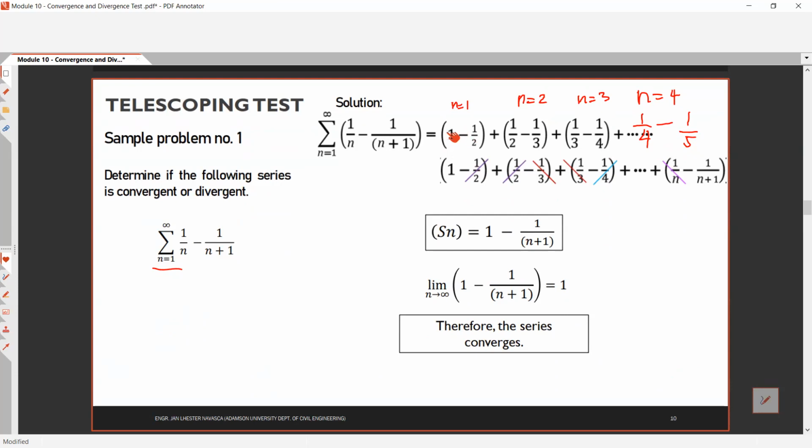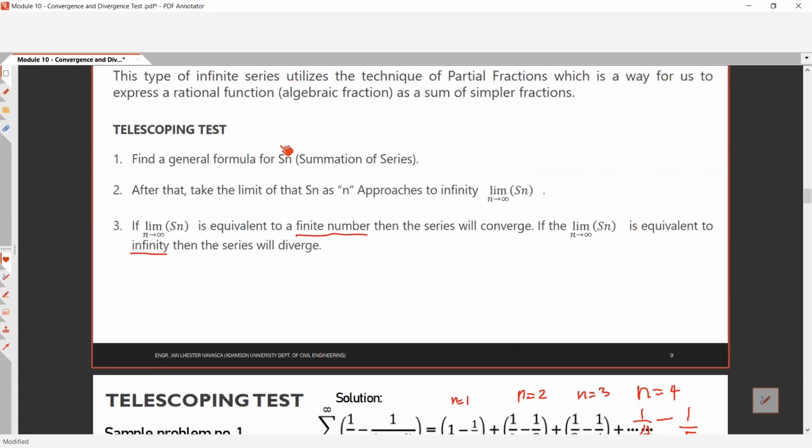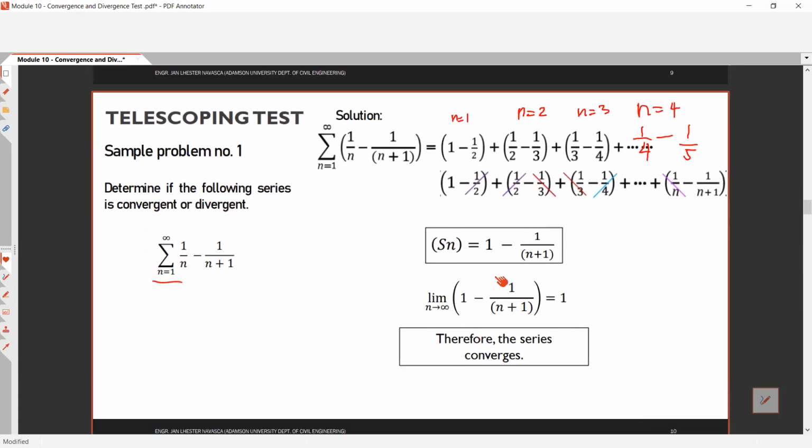Okay, then the last term is always 1 over n plus 1. So that is the general formula for the summation of the series. Now that you have your formula for the summation of the series, take the limit of s sub n as n approaches infinity. So 1 minus 1 over n plus 1.